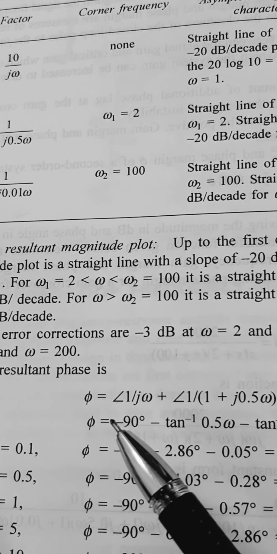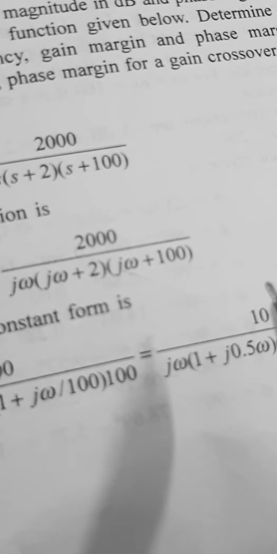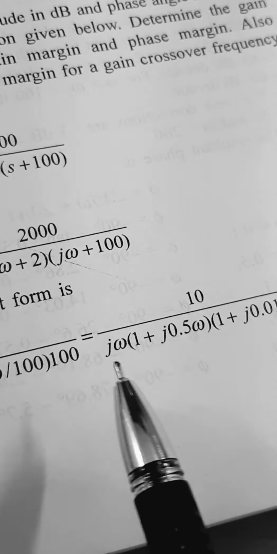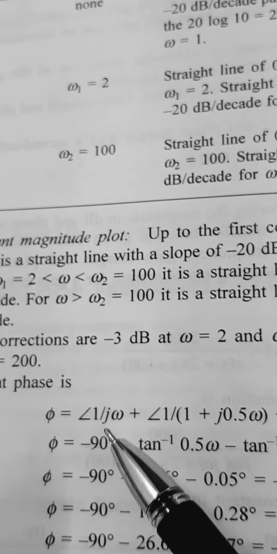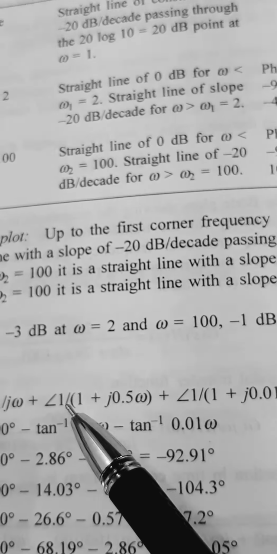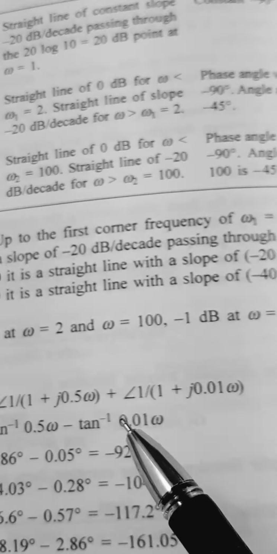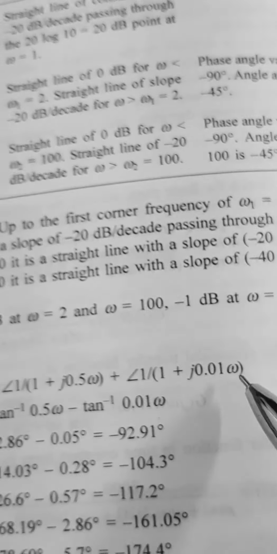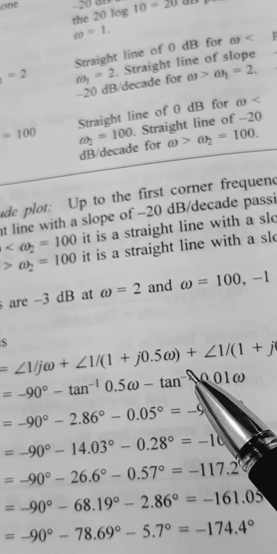for k, angle is 0. We already found that, where k here is 10. K is 10. We found that for k, angle is 0. Now the other term is angle of 1 divided by j omega plus angle of 1 divided by 1 plus j 0.5 omega plus angle of 1 divided by 1 plus j 0.01 omega. If 1 divided by comes, it means it is negative.